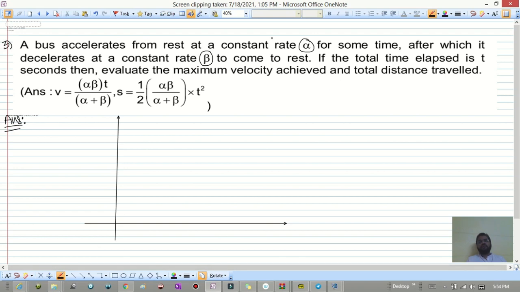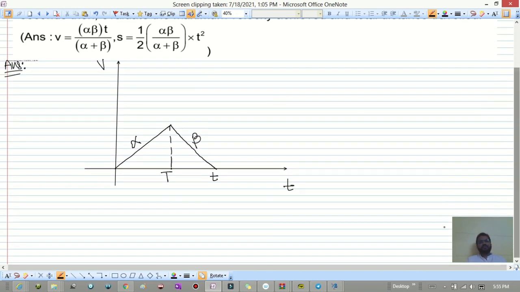It is given a body accelerates from rest, and the rate given is alpha. So I am drawing the velocity versus time graph. It accelerates with an acceleration of alpha for some time, after which it decelerates at a constant rate beta to come to rest. In this, this is capital T and the total time given is small t. So evaluate the maximum velocity achieved and the total distance traveled.